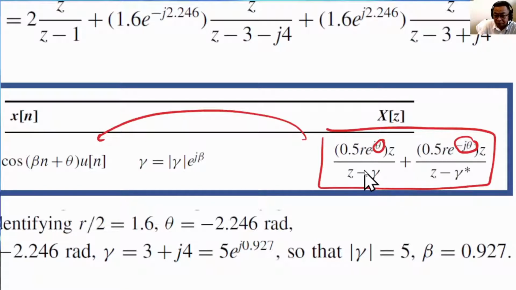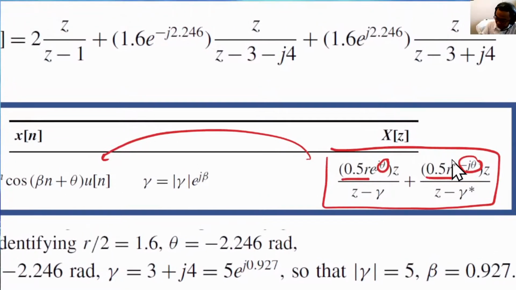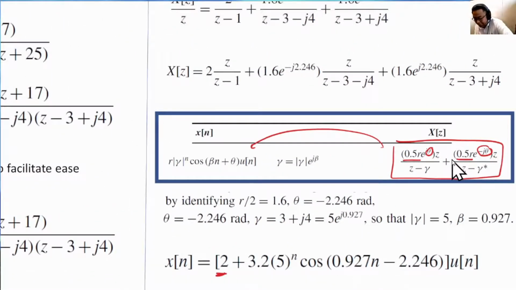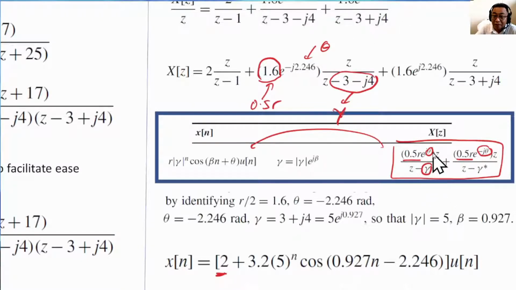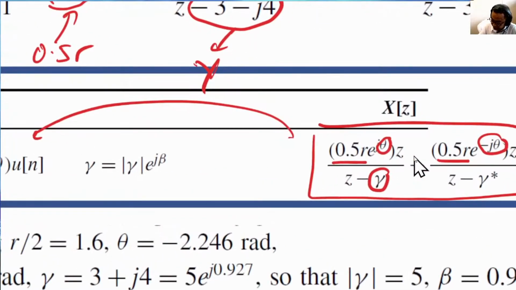Alright, now you realize that here is 0.5 r. So now let's begin to identify 0.5 r. Then here is this value here. So this one is 0.5 r. This one here is theta. Okay, and this bottom here, this one is gamma. So we have gamma, theta, and r. Okay, gamma, theta, and r.